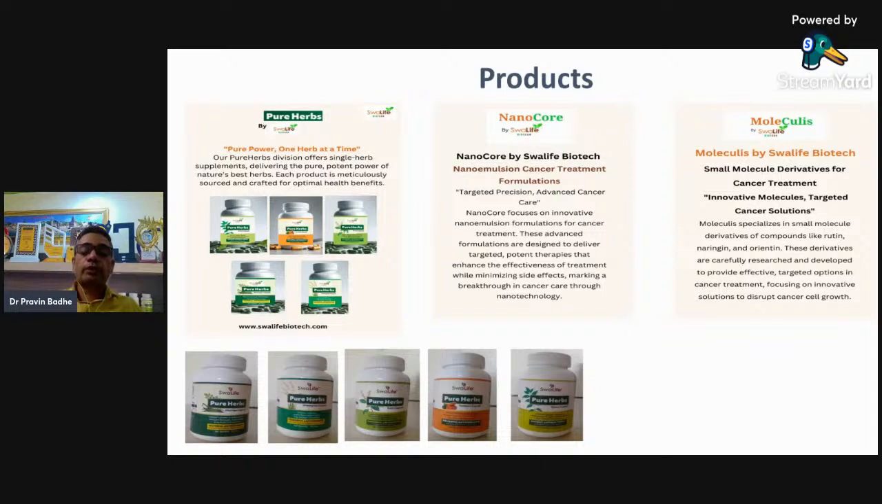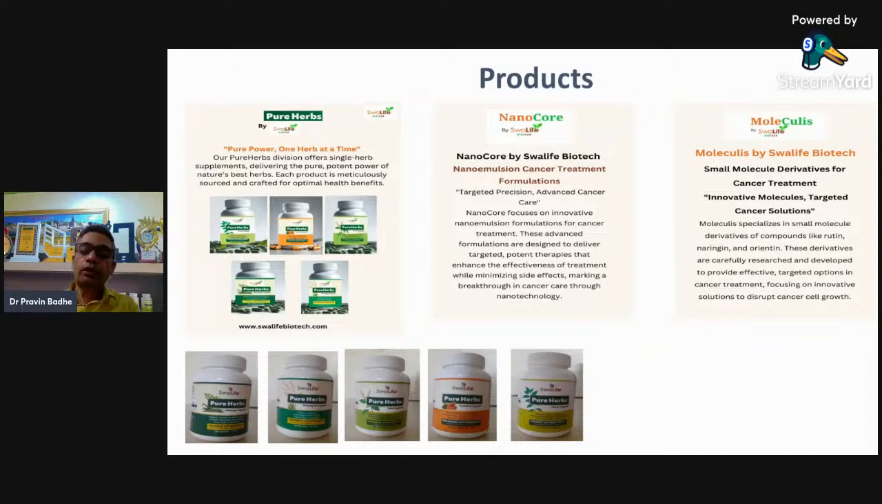Nanocore is a nano emulsion cancer treatment, where, as I mentioned, the non-polar extract was put into the nano emulsion, utilizing nanotechnology. We have 4 patents published for the nano emulsion, and we are utilizing it further to take it into the clinical stage. So that target-based therapy, we are going to do with the nano emulsion. And the third one is the derivatives of the small molecule.